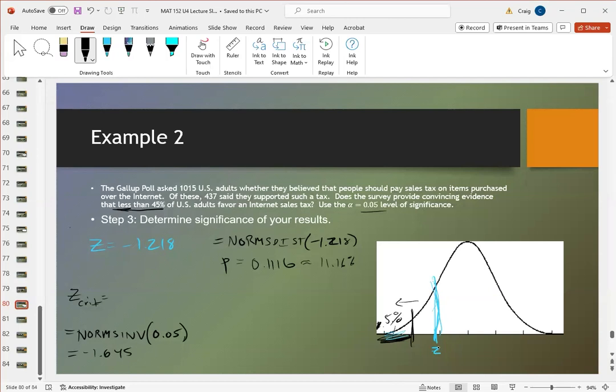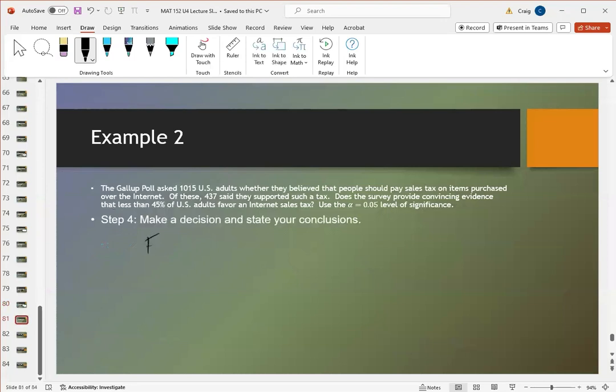Okay, so our z is not in the rejection region for the critical value. It's closer to the mean than the critical value. So this tells us that it's not an unusual sample. The probability is 11.16%, so this tells us that it's not an unusual sample. And so we fail to reject the null. There's no evidence to conclude that less than 45% of the adults favor a sales tax.